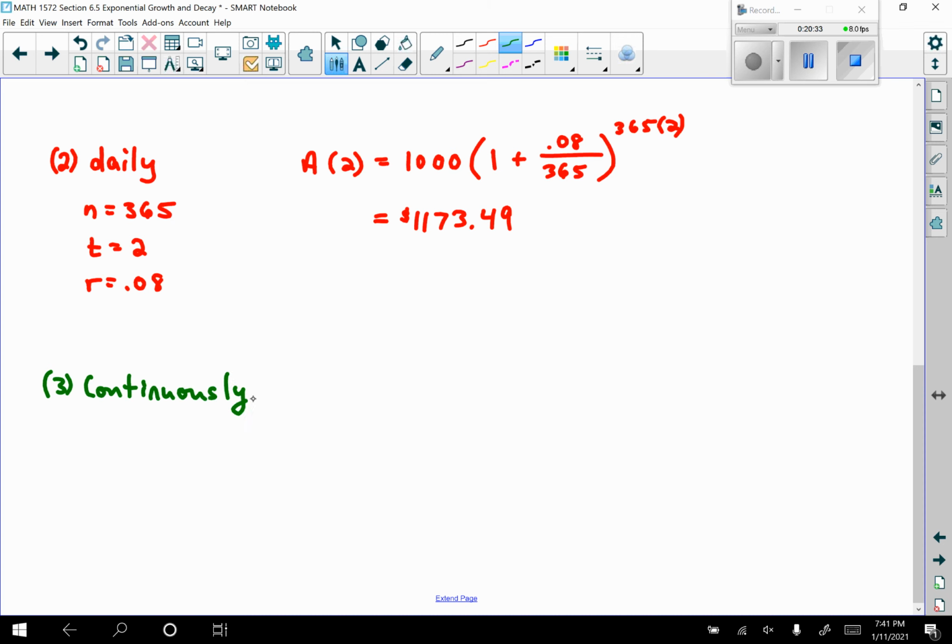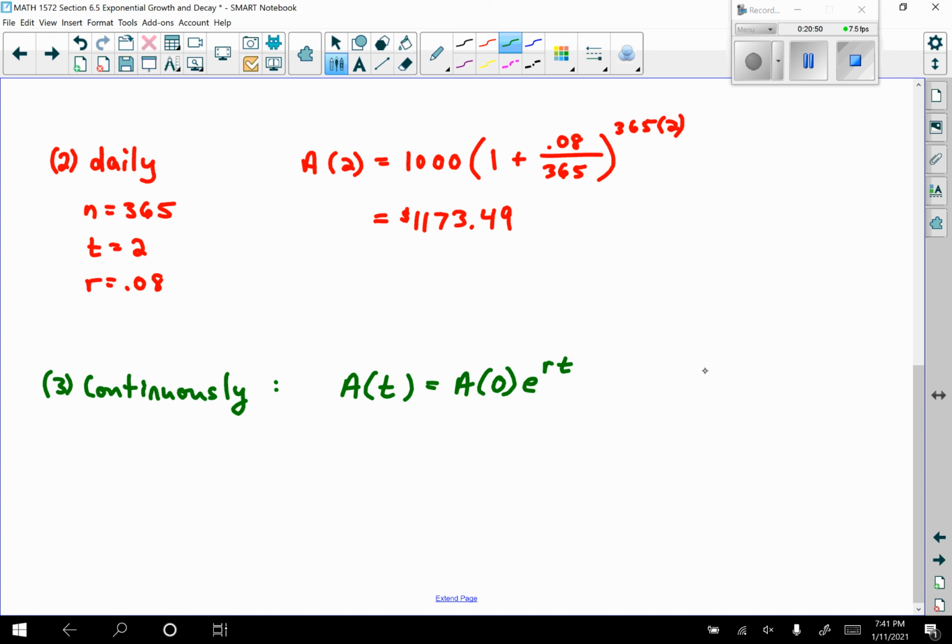It means just an infinite amount of time. So there's a new formula here. I'm going to write this out, and then I'm going to show you where this formula is coming from. Continuously, A of t is going to equal our initial amount times e to the rt.